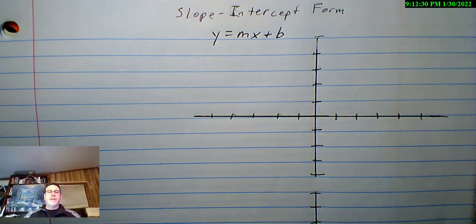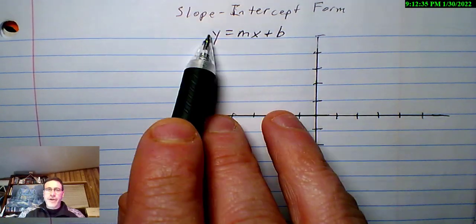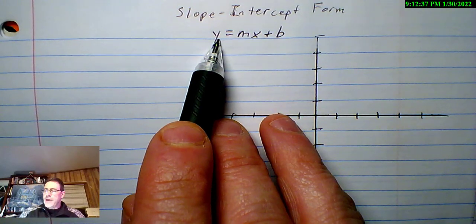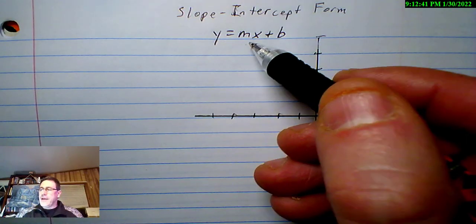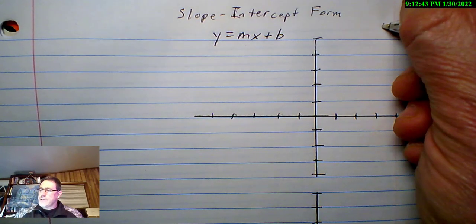is any equation that looks like this. It takes that form. So the x and the y are the variables. The m is going to represent the slope of the line. And so I'll write this down. M is the slope.